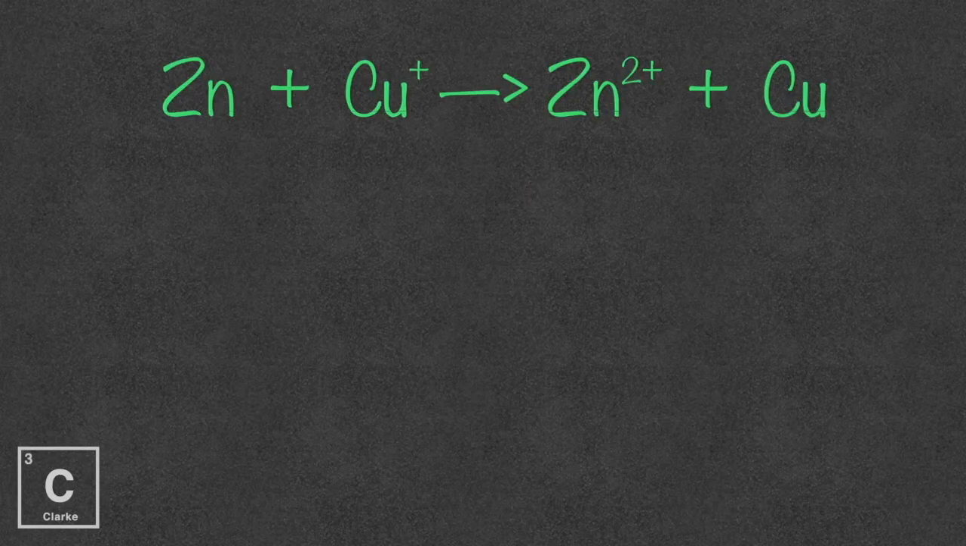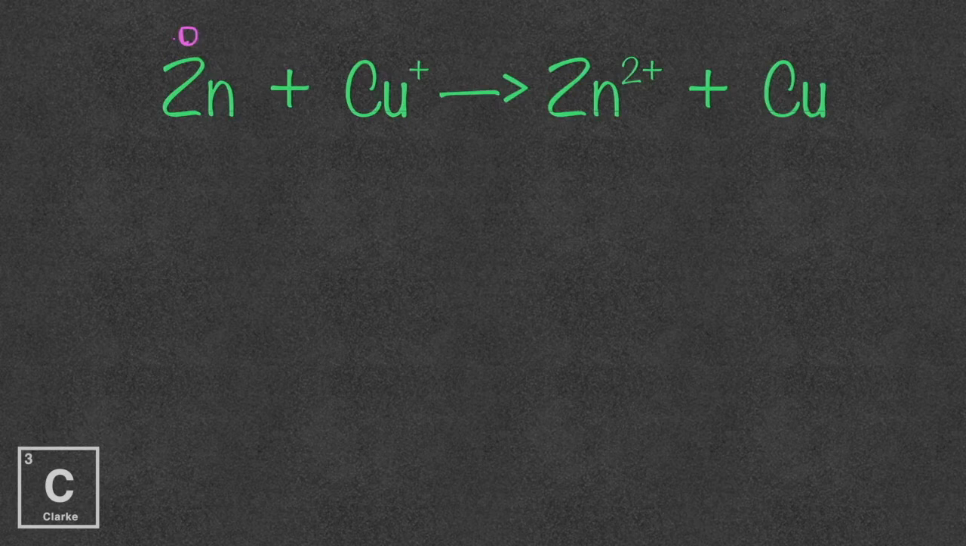So let's start by looking at this very basic redox reaction. First, we have to make sure this is a redox reaction. And the only way to know if something is a redox reaction is to go through and assign all the oxidation numbers. So let's look at zinc. Zinc is a free element. It's all by itself. There's no charge. So zinc is a 0.